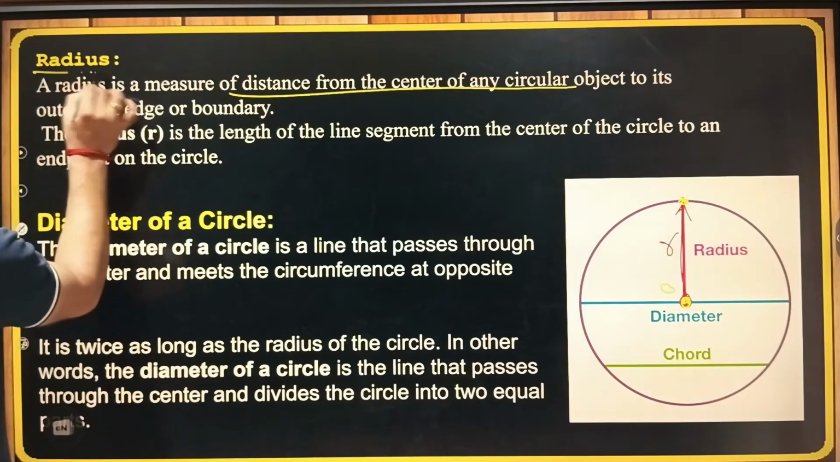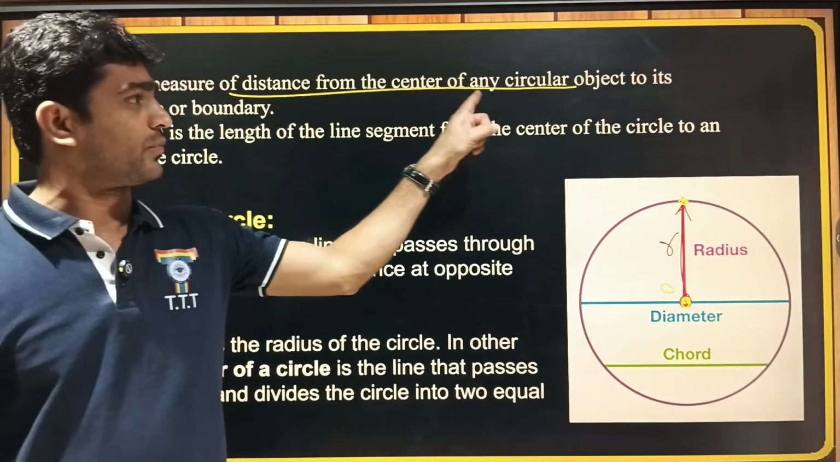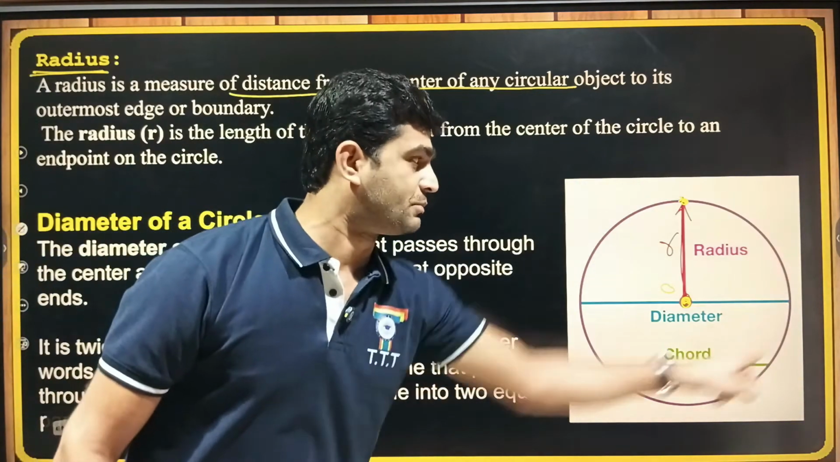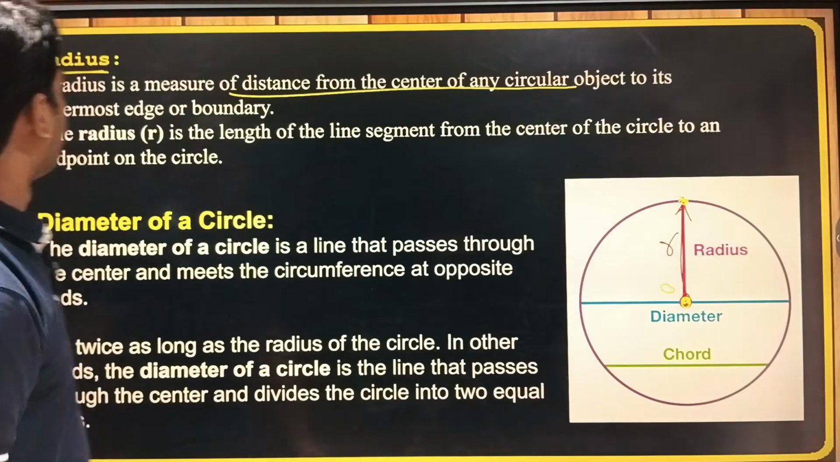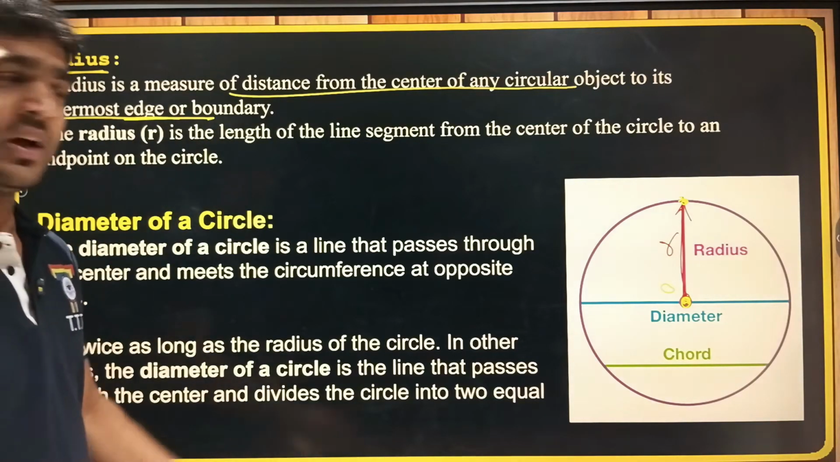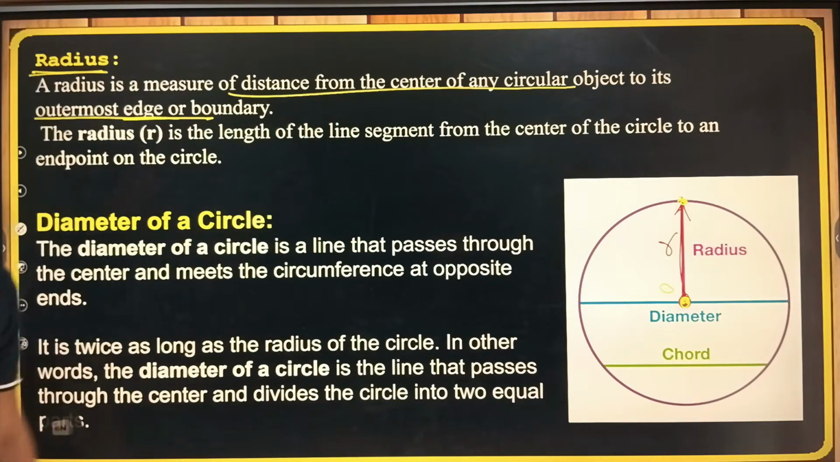Better to note this statement, dear friends. A radius is a measure of distance from the center of any circular object. We draw a line from the center to the circular object, up to where? The outermost edge or boundary. The outermost edge is also called the boundary.